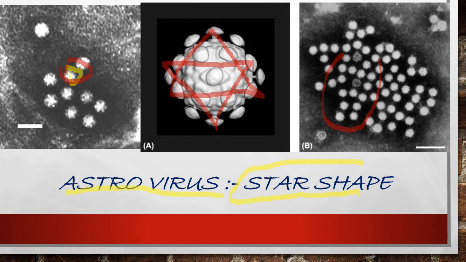So how can we remember this shape? In astro you can see str. Str generally means star in short form. So astrovirus, astro, star. You can remember with str that astrovirus will have a star-like shape. So it's clear to everyone. Let's move on to the next shape.